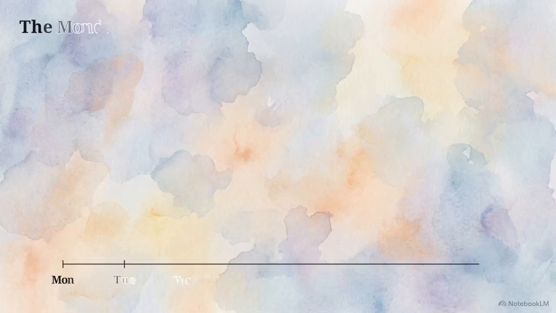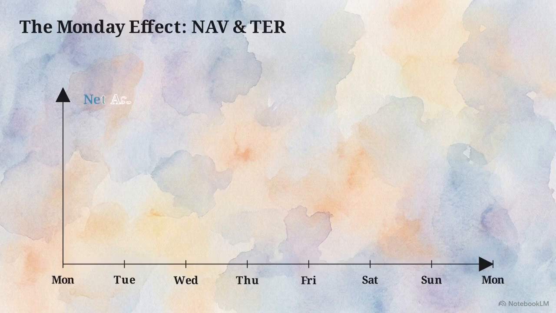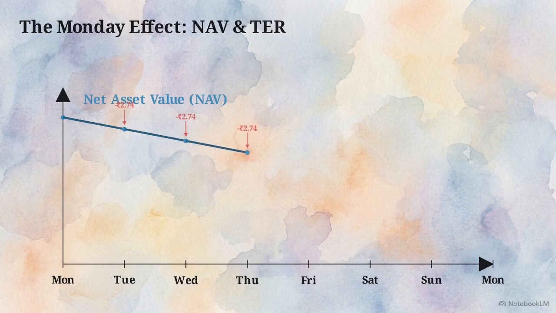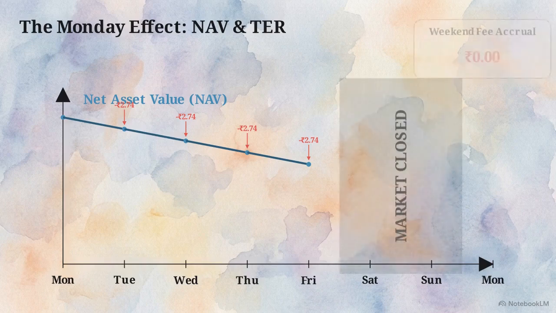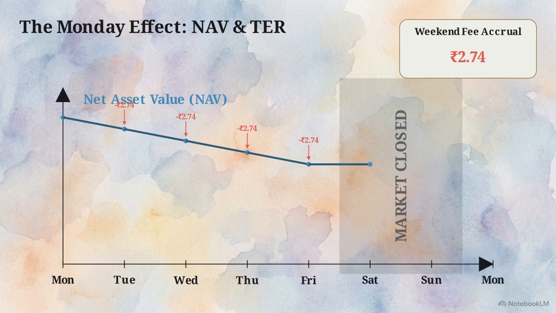This 7-day calendar maps out the standard trading week to track exactly when the net asset value, the official price of your fund, is updated and published. Monday through Friday, we see the normal operational rhythm. Deductions and NAV updates happen simultaneously, with the fund price adjusting downward daily to account for the micro extraction.